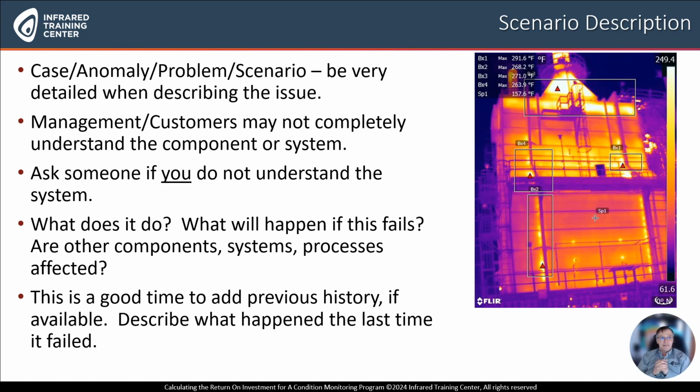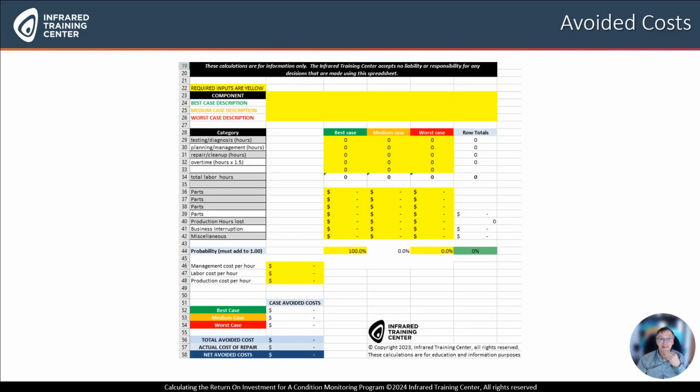So for your case anomaly scenario, be very detailed. The management customers might not understand the component or system, so you have to describe it to them. And if you don't, find somebody who does. Find an engineer, find an operator. What does it do? What will happen if it fails? Are other components, systems, or processes affected? Is there another pump that could be swapped out because this one is failing? And this is a good time to add previous history if available. Describe what happened the last time that component failed, if it did.